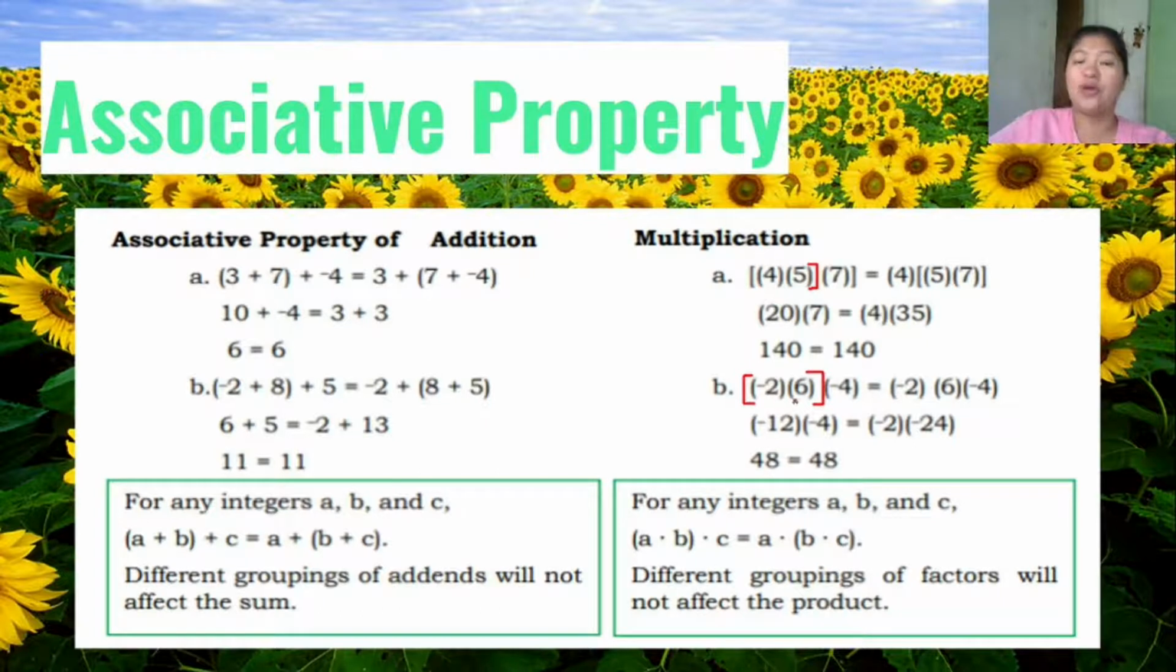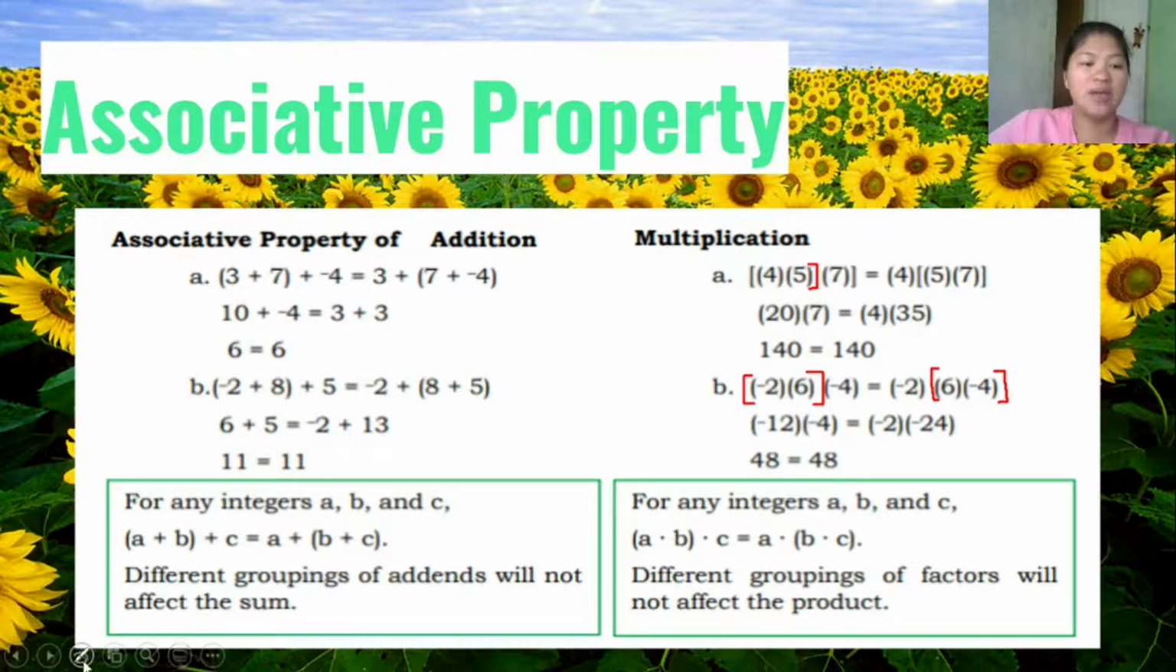So pag multiply po natin itong dalawa, you will get negative 12. And then kinopy lang po natin si negative 4. Equal, sa kabila naman po, papalitan po natin negative 2 and 6. Dito naman po ang magka-group ay si 6 at si negative 4. So you have to copy negative 2 and then 6 times negative 4 is negative 24. Kapag multiply po natin si negative 12 and negative 4, that is equal to 48. Equals the other side, negative 2 times negative 24 is also 48.